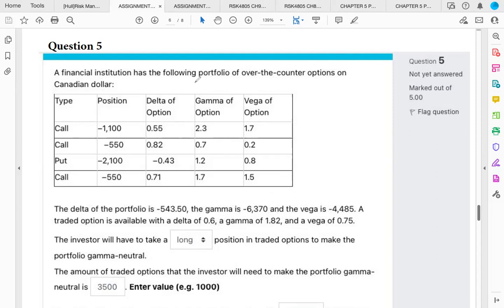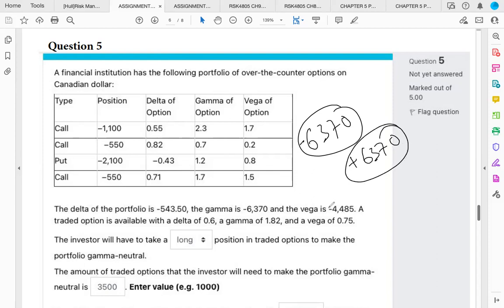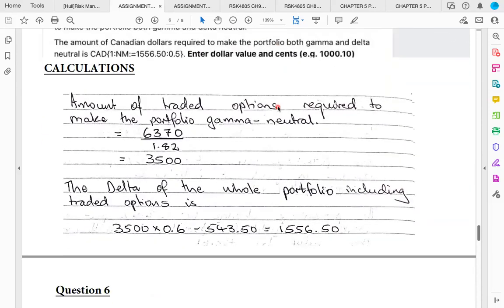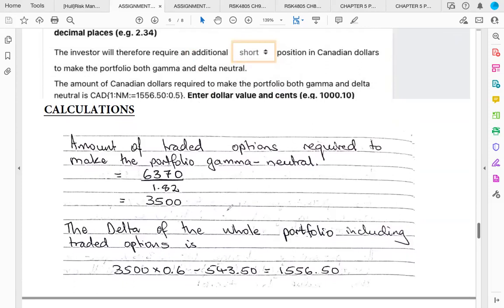And then someone might ask, how many options do we actually need to add to make our portfolio gamma neutral? So currently, our gamma is minus 6,370. We want to make it positive 6,370. So we're going to add options, right? And we've been told that we have an option available, which has a gamma of 1.82 per option. So the number of options we will need to go long is 6,370, which is the total gamma we're trying to get, divided by the gamma of a particular option. If we divide these two, we will get roughly 3,500. So to make our portfolio gamma neutral, we need to go long 3,500 options.